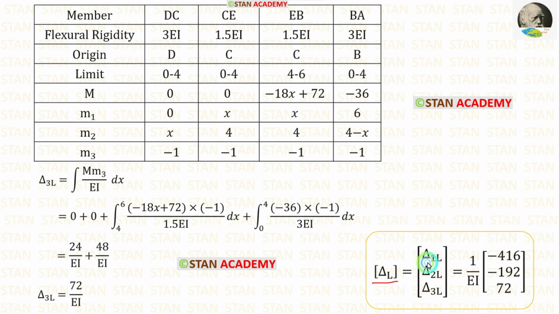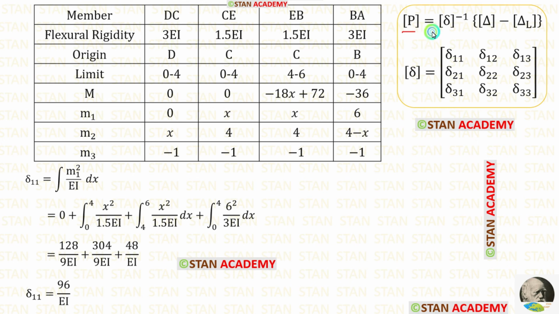In the delta L matrix, we have calculated all of the values. Let us apply them. 1 upon EI is constant. Let us keep it outside. In this formula, now we are going to find the flexibility matrix. In the flexibility matrix, first let us find delta 1, 1.